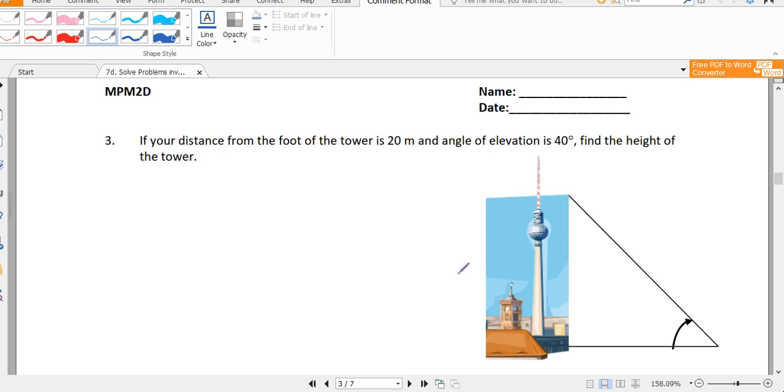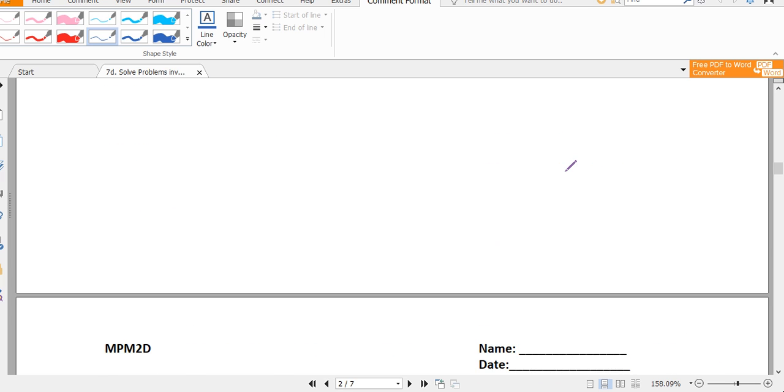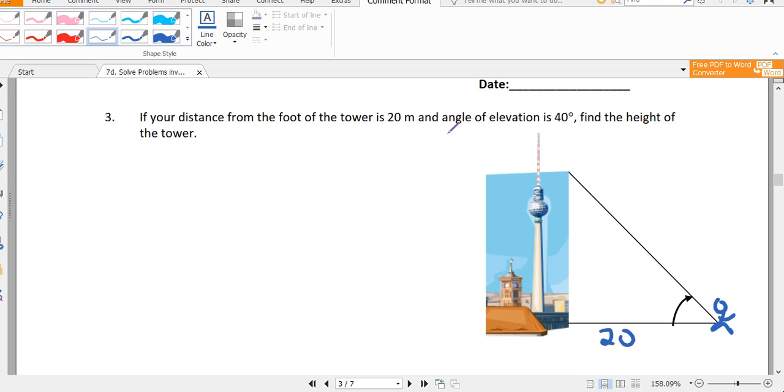Anyways. Okay, so if your distance from the foot of the tower, so I'm assuming this is going to be you, is 20 meters, and the angle of elevation is 40 degrees, find the height of the tower. Angle of elevation, what does that mean? Well, all that means is this. If this is you, and you are looking straight ahead, and if you tilt your head up and you elevate your head, this angle in here is called our angle of elevation.